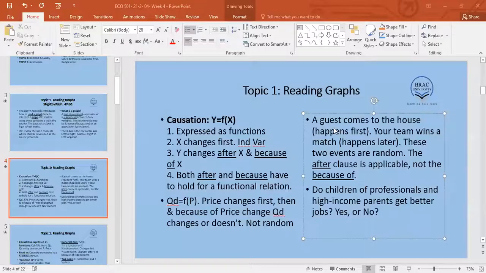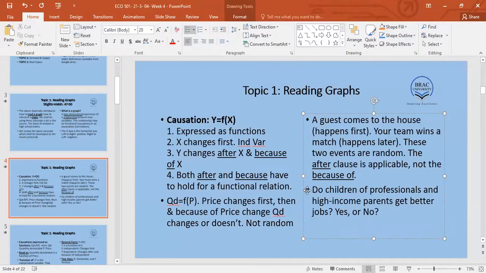So in this case, say a guest comes to the house, the first event, your team wins a match, happens later. These two events are random. One is happening after the other, that is true, but the after clause holds only because one happens first and the second later, not because of the first. The because clause does not hold.